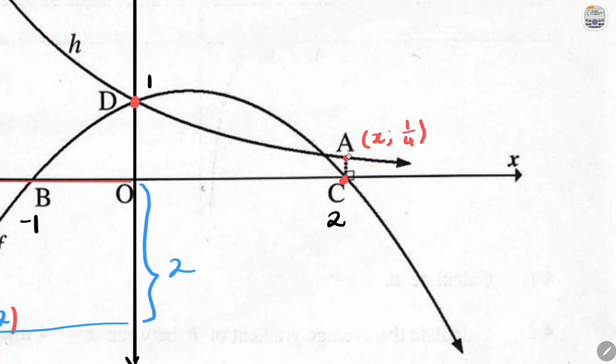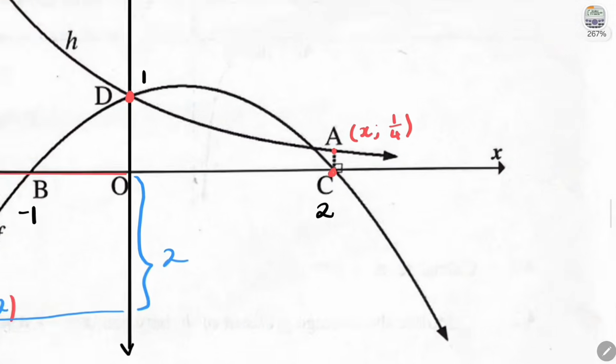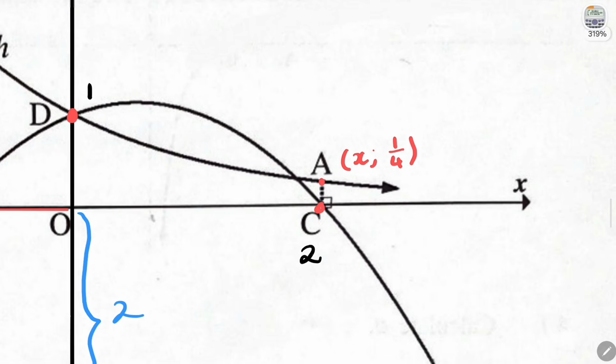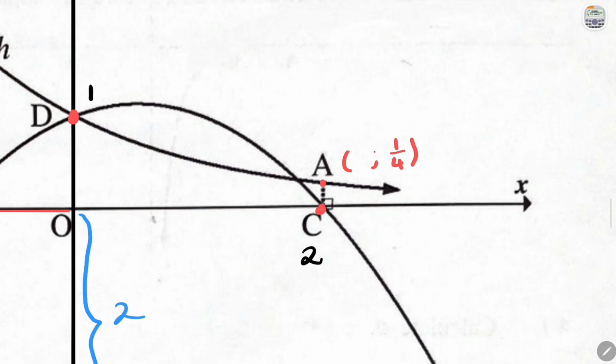It's vertically above C. So since it is vertically above C, it means that they share the same x value. That x value is 2. This x value will also be 2. They only have a different y value. This has a y value of 1 over 4. This has a y value of 0. So in order to find q, we can just substitute this point A on the graph. Now we'll know that A is actually (2, 1 over 4).